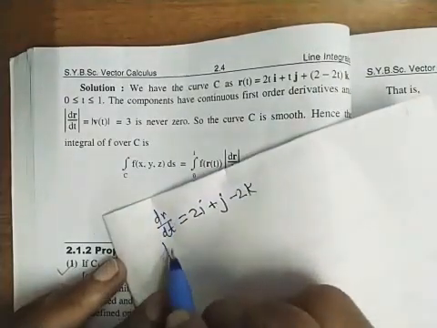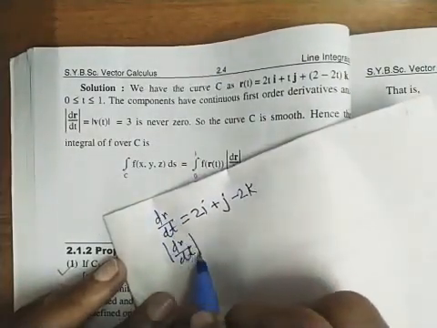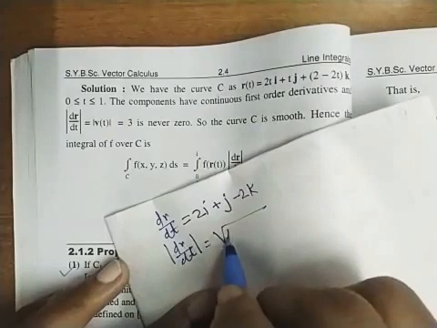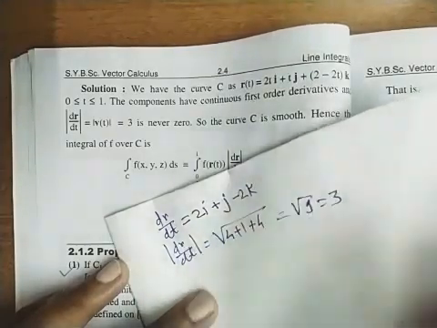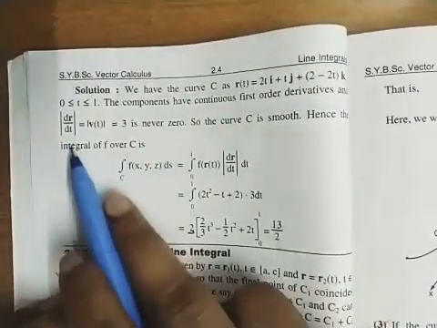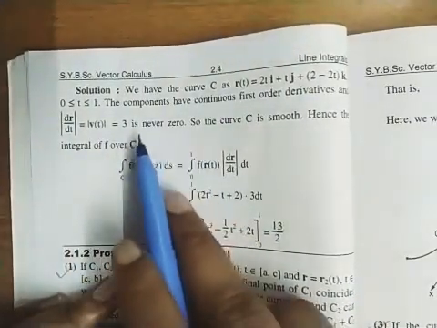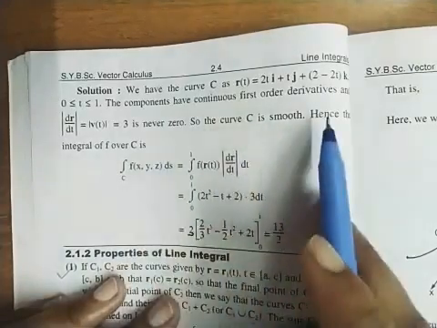Okay, therefore what will be its length? Square root of 4 plus 1 square plus 4, that is root 9, so it is 3. Okay, so therefore here the mod of dr/dt is 3. It is never 0, so C is a smooth curve.